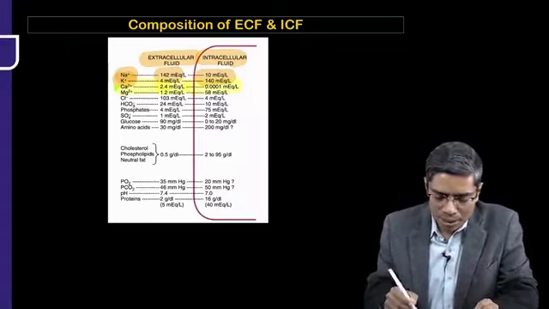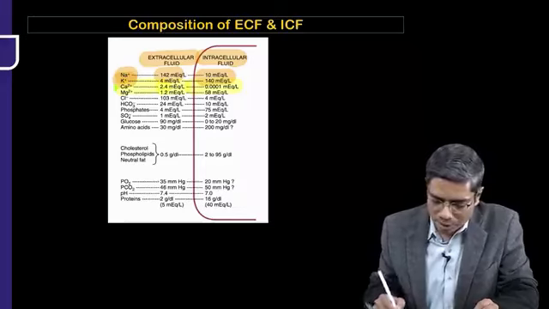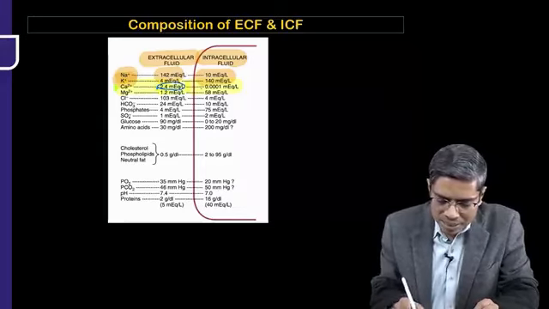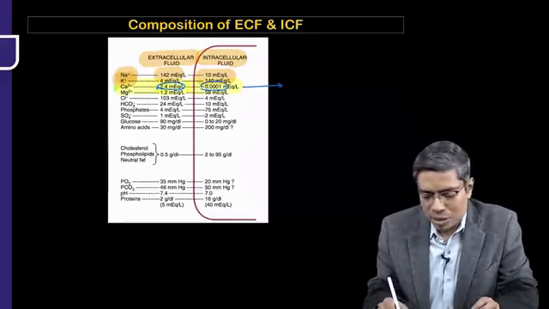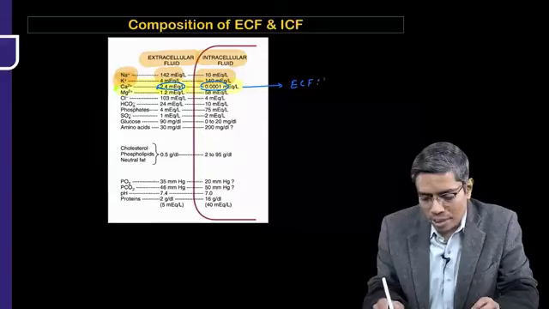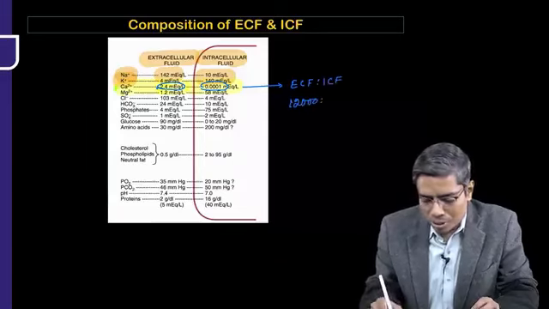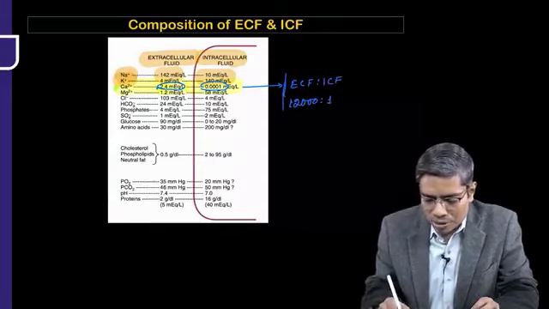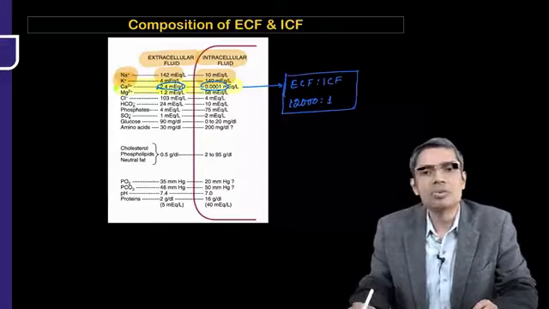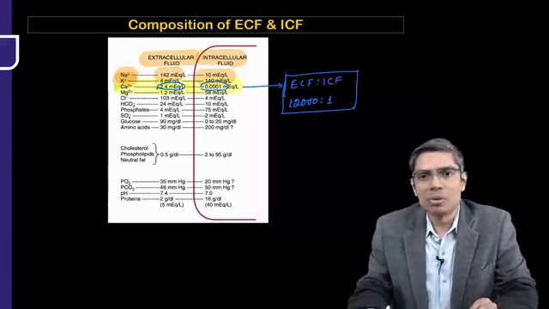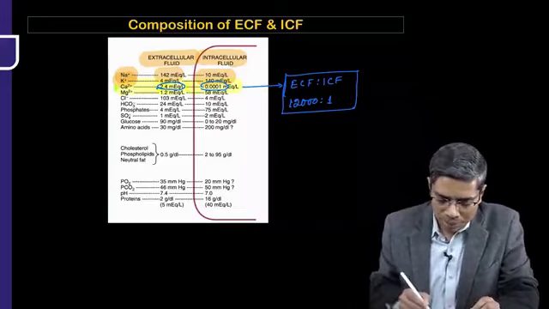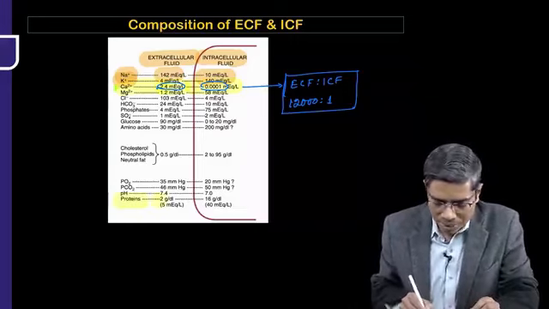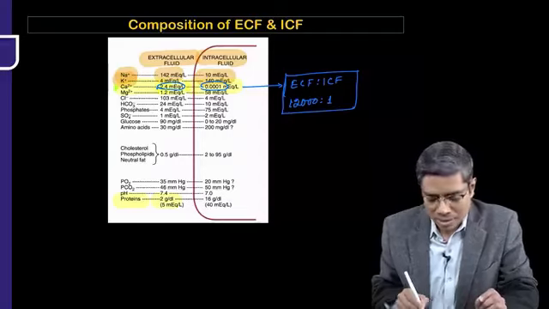Look, the outside calcium concentration is 2.4 milliequivalent per liter and inside is 0.001 milliequivalent per liter. It is said that the ratio between ECF and ICF calcium is in and around 12,000 to 20,000 is to 1, right? So this is one electrolyte where the ECF to ICF concentration ratio is maximum, 12,000 is to 1.